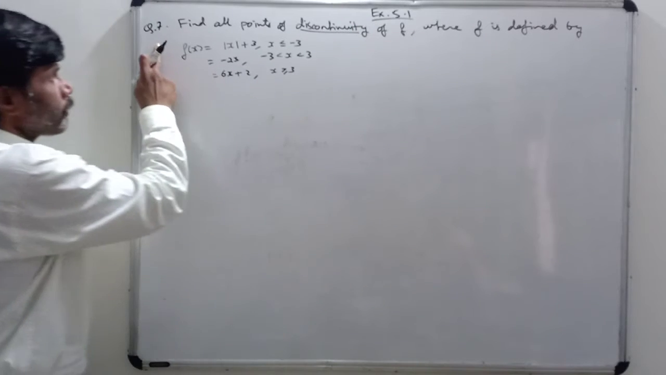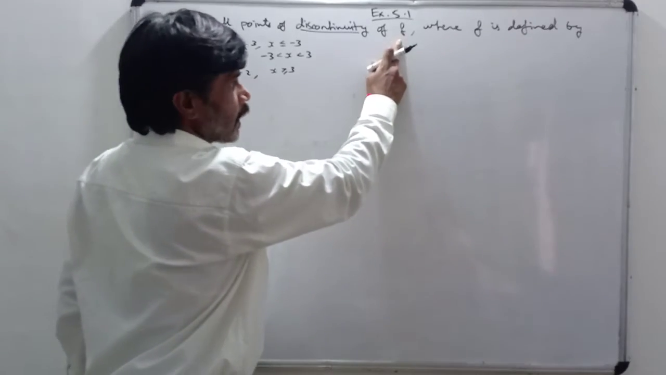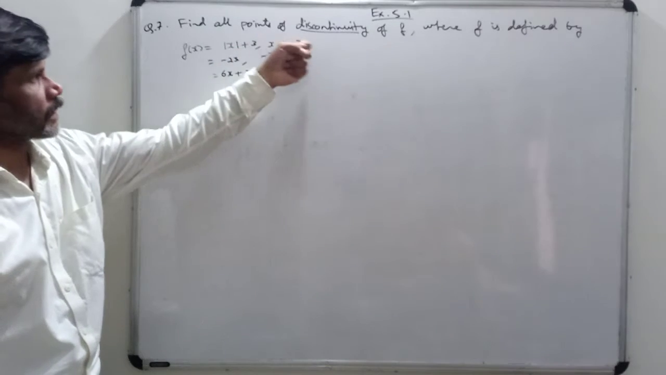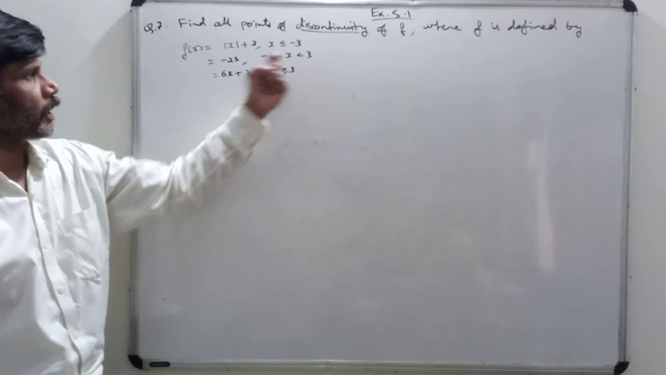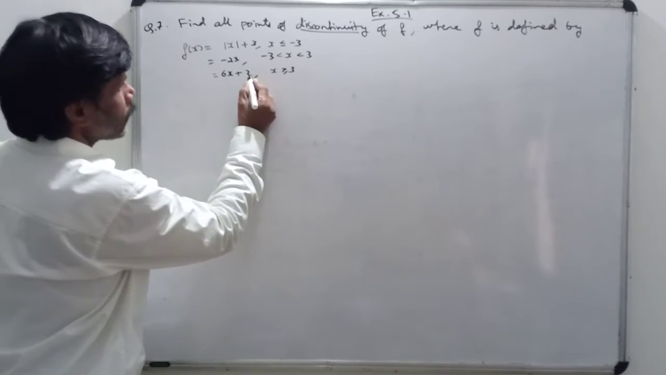Exercise 5.1, question number 7. Find all points of discontinuity of a function f, where f is defined by f(x) = |x| + 3 when x ≤ -3, = -2x when x is in the open interval (-3, 3), = 6x + 2 when x ≥ 3.